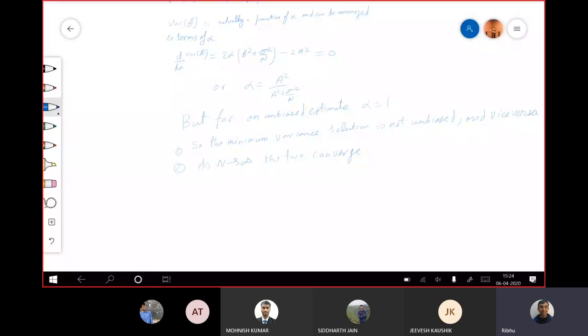So the question is, what do we want now? Do we want the unbiased estimate, or do we want the minimum variance estimate? And as always, there is no one fixed answer to this. So this is called that we don't want bias, but we want as little variation in the estimate as possible.